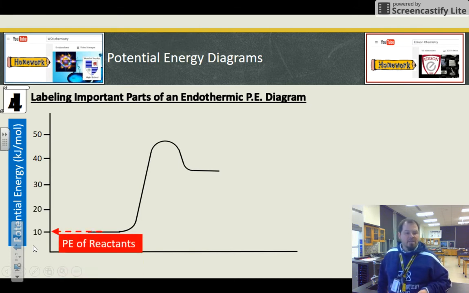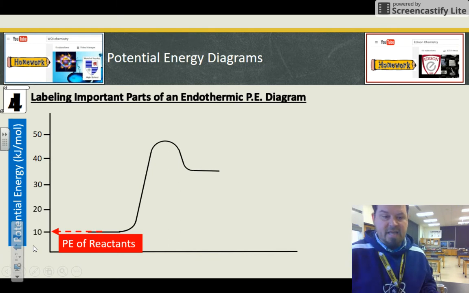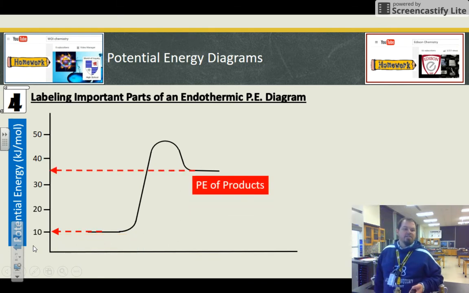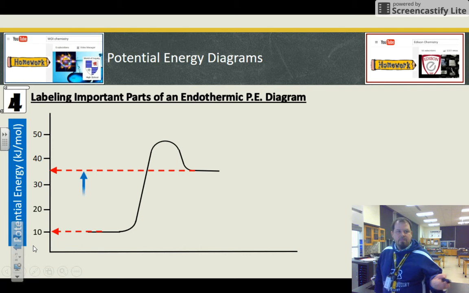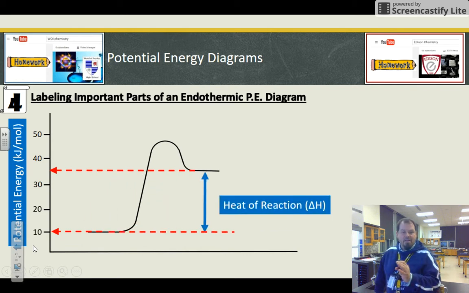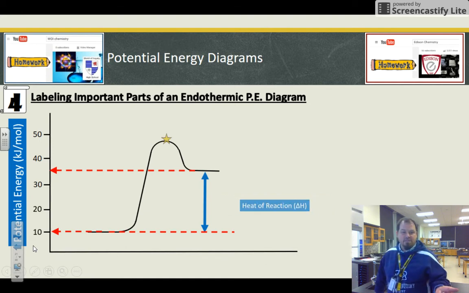I know that the potential energy of the reactants is 10. Can you see that it's 10? Good. And the potential energy of the products is about 35. If you want to say 36, that's not going to break my heart. Now this difference, like I said, it doesn't matter where I put it, and that's why I did that graphic like that. That is the delta H, the heat of the reaction: products minus reactants to get a number.